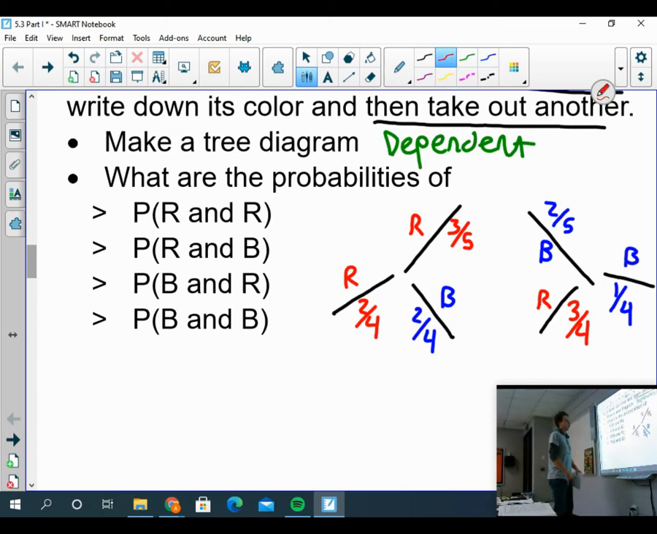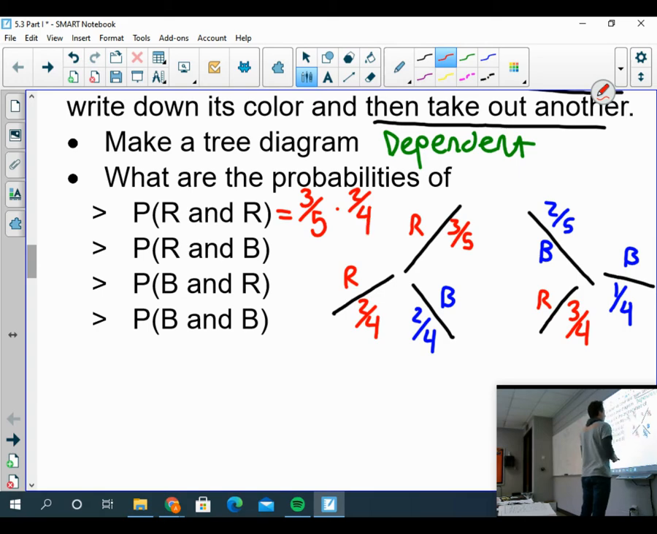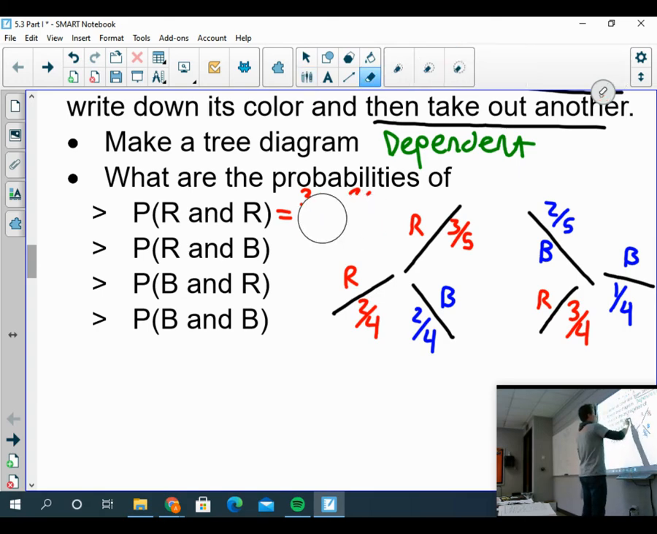Okay? In other words, in 5.2 we talked about how do we find an and probability? Multiply the probability of the first event times the second event given the first occurred. So what's the probability for R and R? Well, there's a 3 in 5 chance I select a red ball first, and there's a 2 in 4 chance that I select it second. Multiply those together, and we get a grand total of 6 over 20.